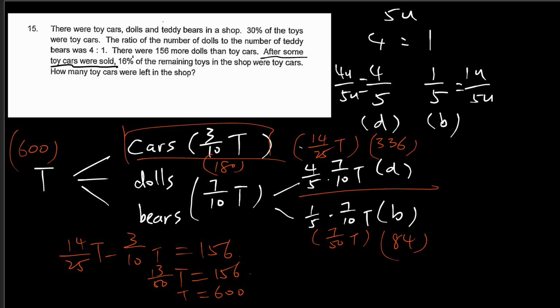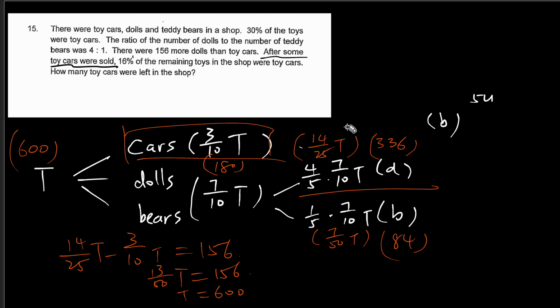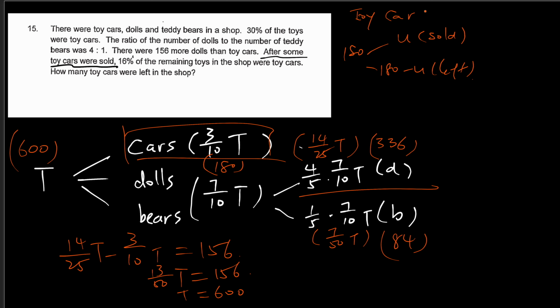Now I need to start a branch to represent that some toy cars were sold. So you see, my toy cars is 180. I sold something. Do I know how many? I don't know. So I put a U, sold. Right? So what is left? 180 minus U left, right? So this is for the toy cars branch, right? Does it make sense?